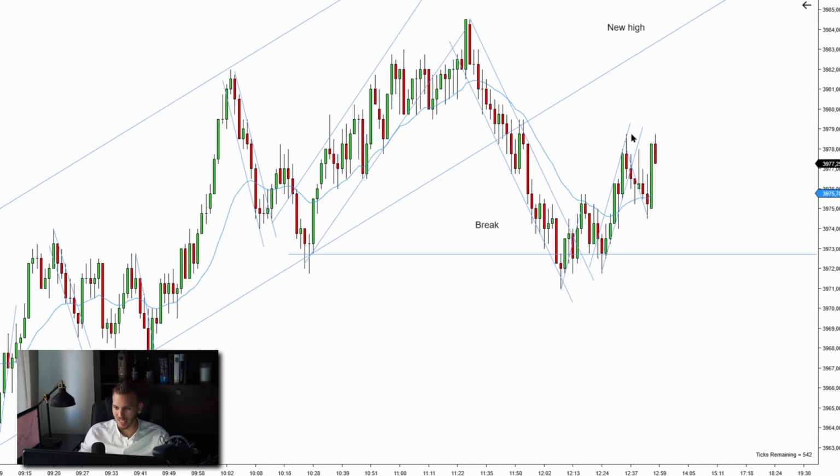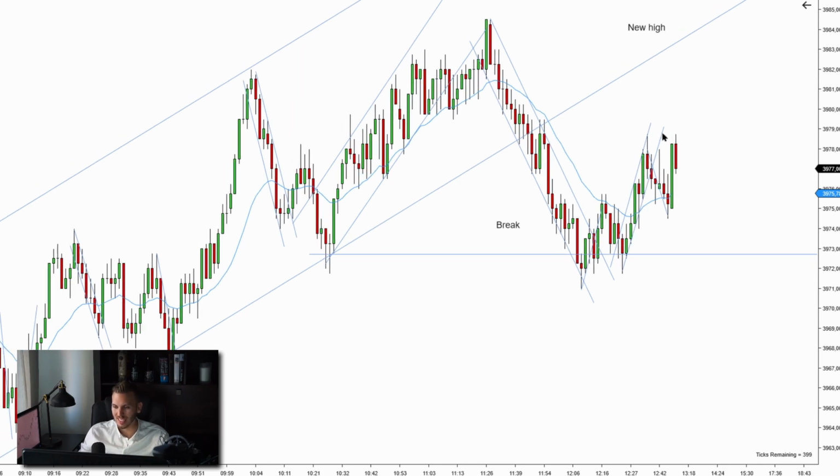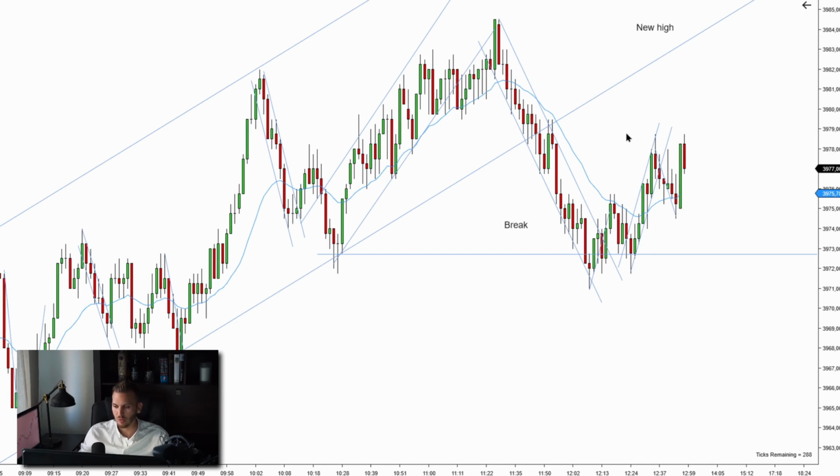We are making a double tap, so this uptrend has a break, an attempt to create a new high, but FOMC is in 10 minutes, so there was no way to get into this second entry long, and I'm going to be waiting for the news now.